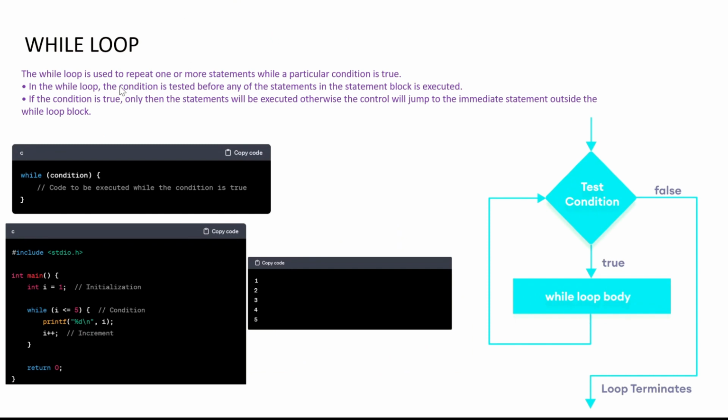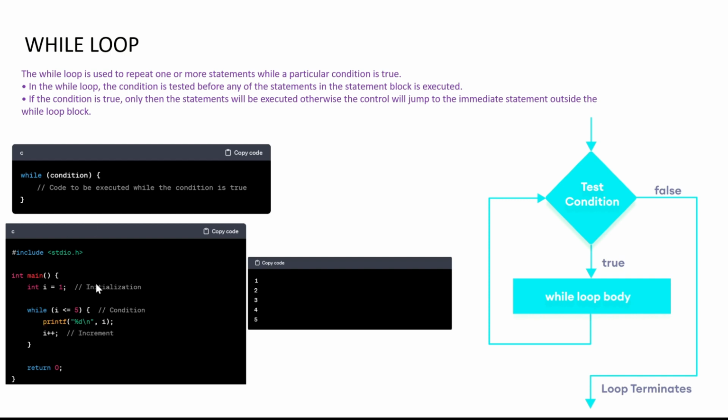So, what is the while loop? The while loop is used to repeat one or more statements while a particular condition is true. In the while loop, the condition is tested before any of the statements in the statement block is executed. This is the syntax of the while loop: the while keyword, the condition, and the code to be executed if the condition is true.